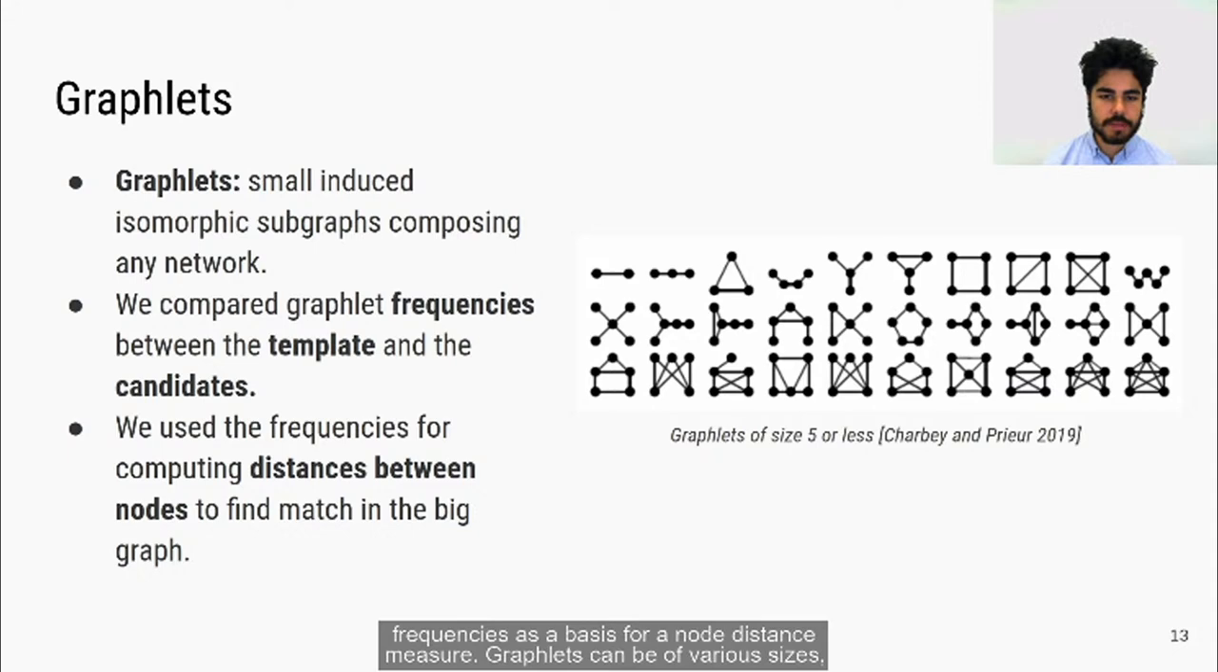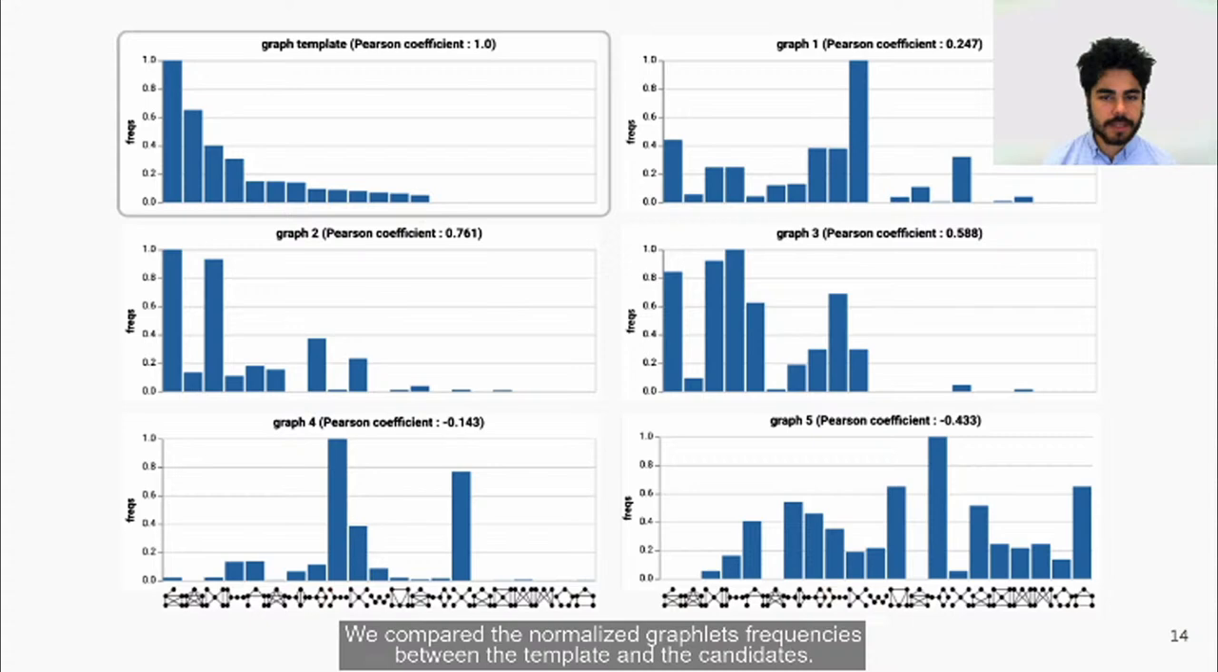Graphlets can be of various sizes, directed or not. We mainly used undirected graphlets of size 5 for interpretation reasons. We compared the normalized graphlet frequencies between the template and the candidates. The Pearson coefficient shows the level of correlation between each candidate and the template.